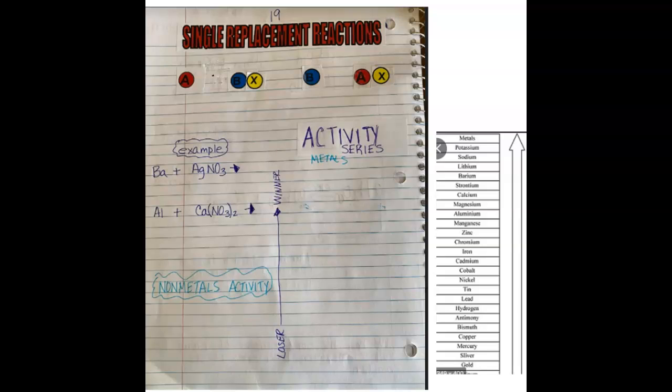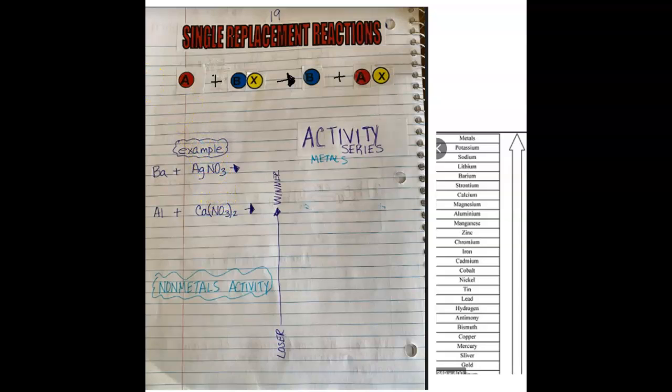Okay, let's get started on our notes over single replacement reactions. So again, I would pause the video and record what I have already written down, or pause as you go through, either way. So the first thing that I'm going to do is go ahead and add in my plus, my arrow or yield symbol, and my other plus.